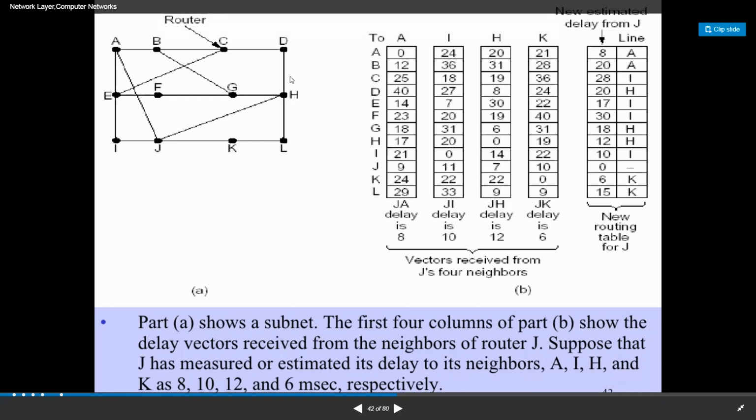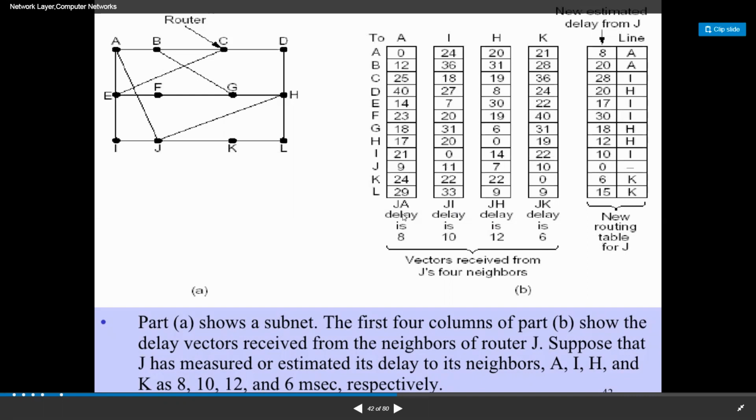Now to go from J to B, the second possibility is I. J to I value is 10. I to B value is 36. 36 plus 10, what is the value? 46. To go from J to B through I is 46.